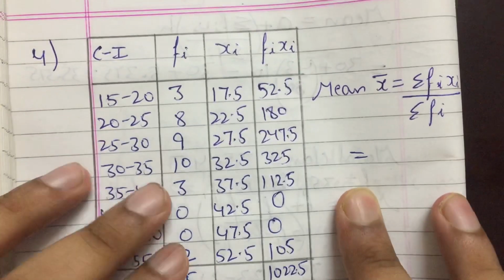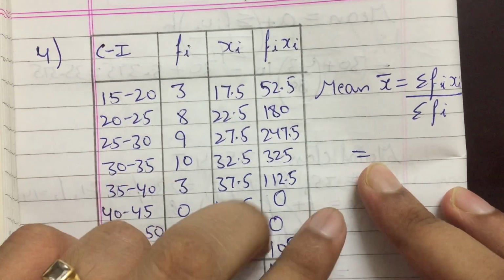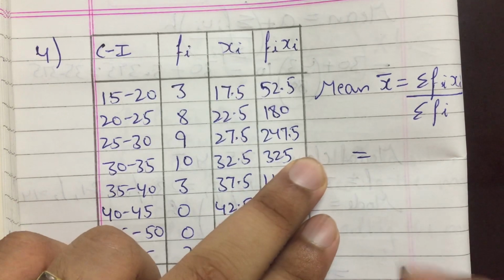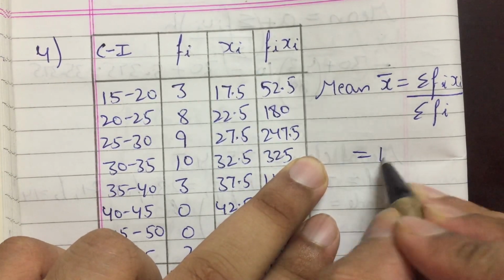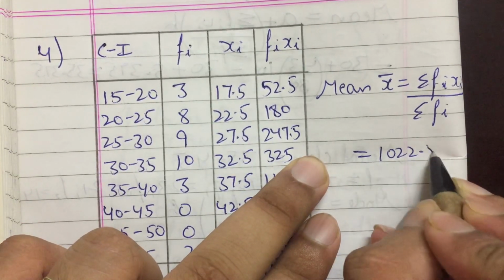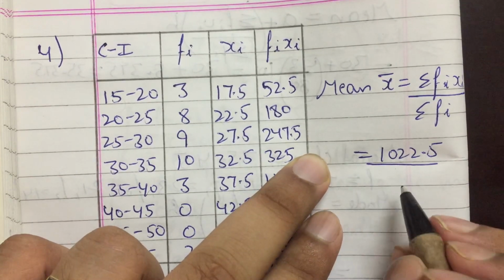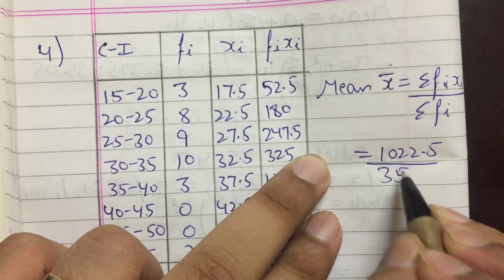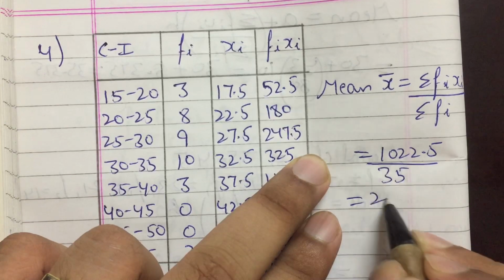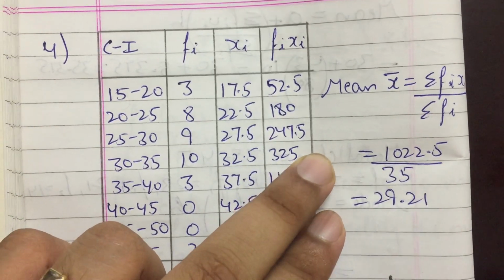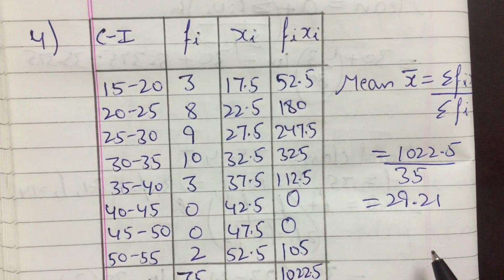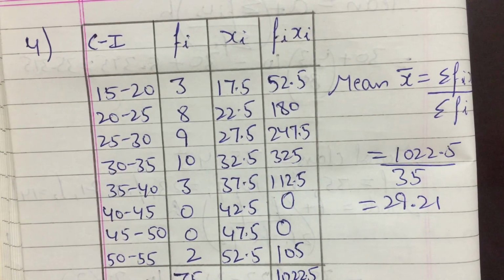So mean is equal to x bar, which is sigma fi xi upon sigma fi. So sigma fi xi is 1022.5 upon sigma fi, which is 35. So on solving this will be 29.21. So this is the mean. Now next we have to find out the mode also.